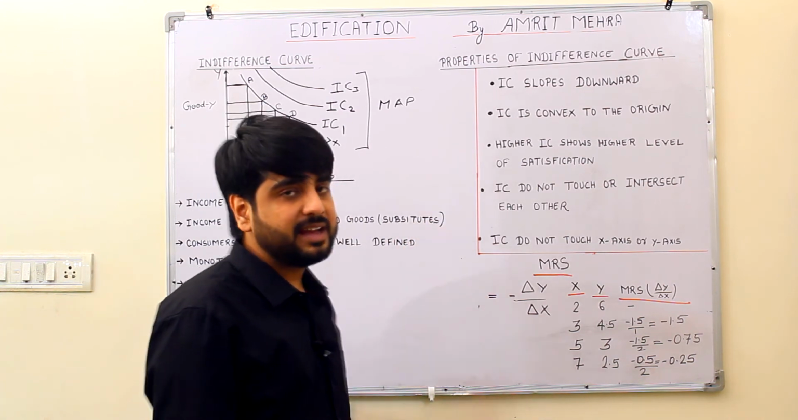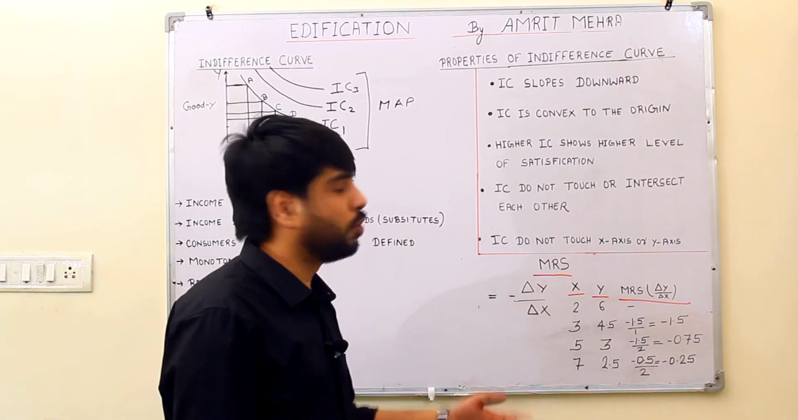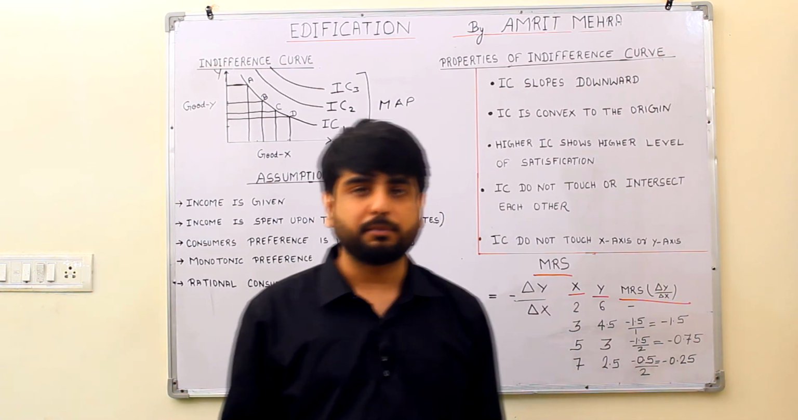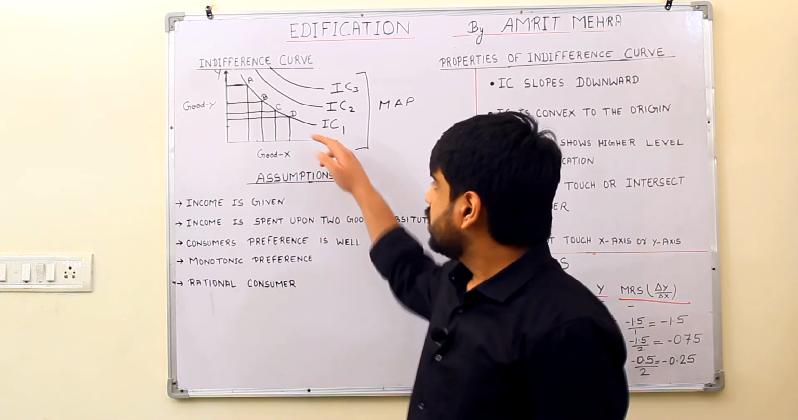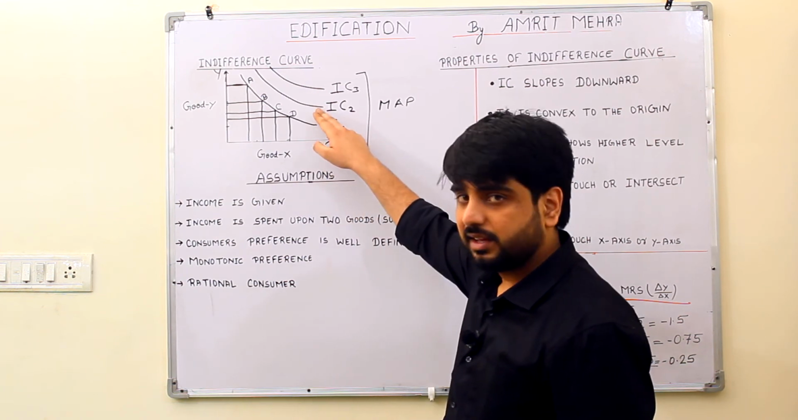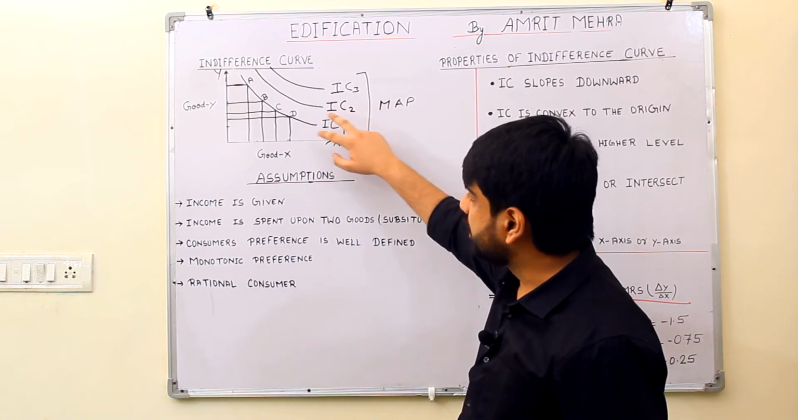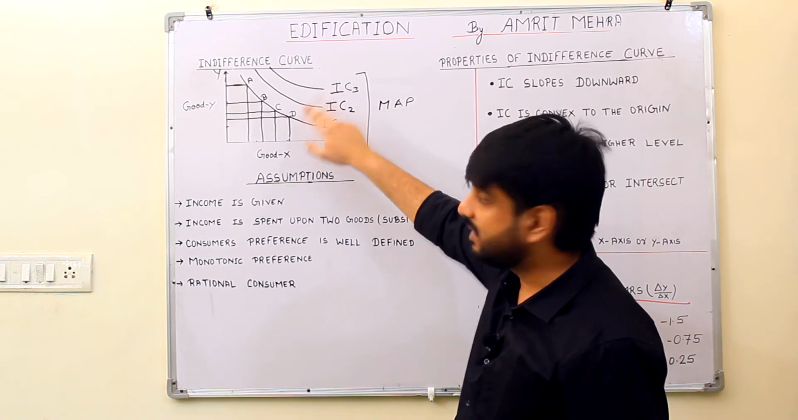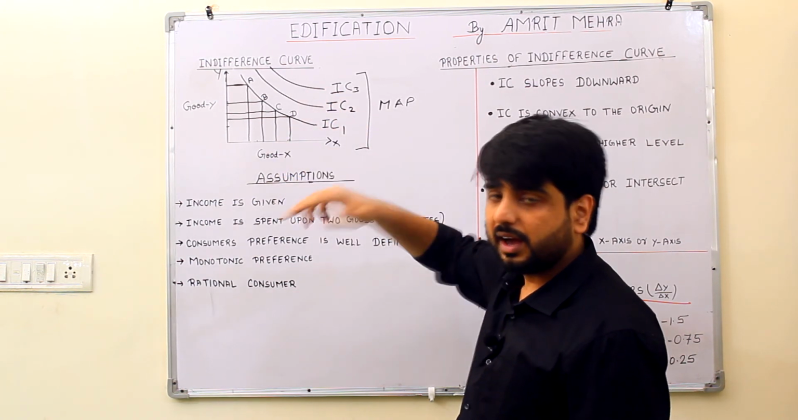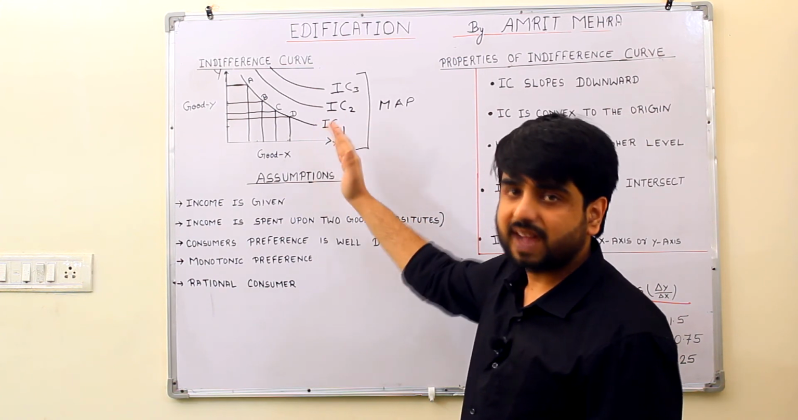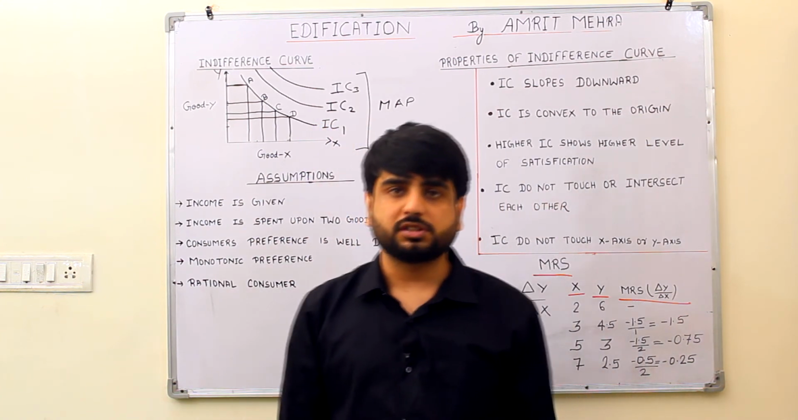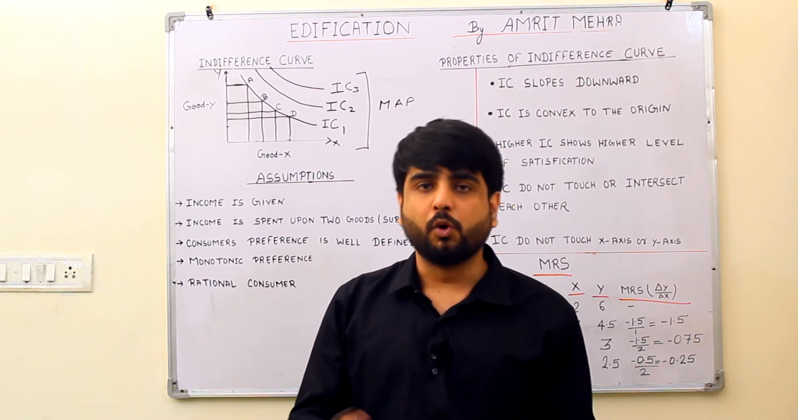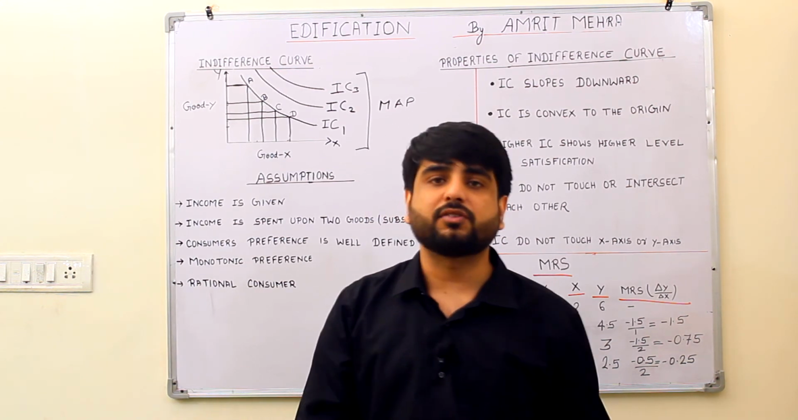Third, a higher IC will always show a higher level of satisfaction. Whenever you plot an IC on the right side, for example, IC2 is plotted on the right side of IC1, IC3 is plotted on the right side of IC2, a rightward IC is always giving us higher satisfaction because it shows that the consumer is able to consume more units of both good X as well as good Y.